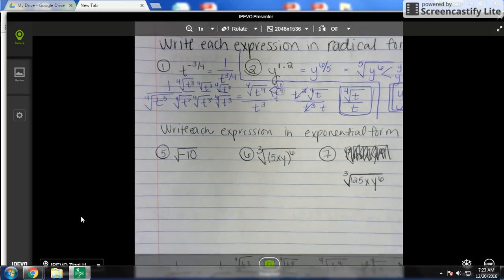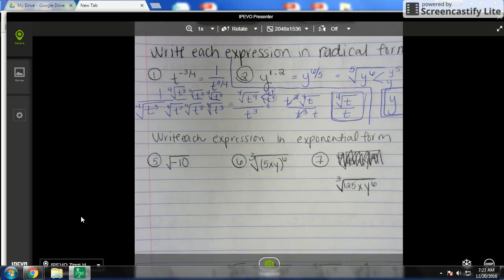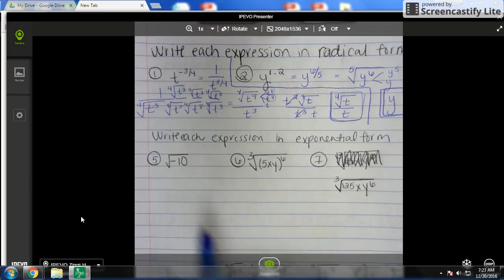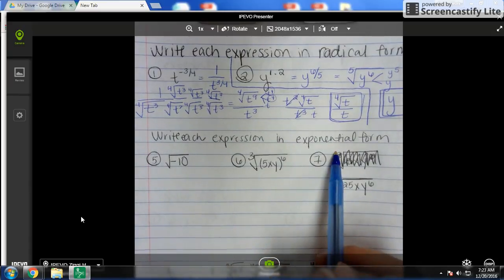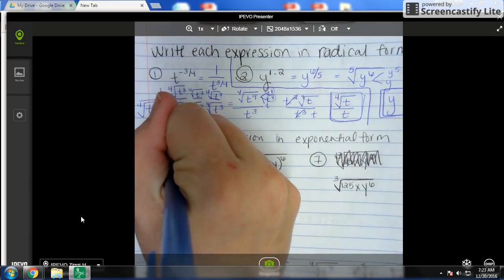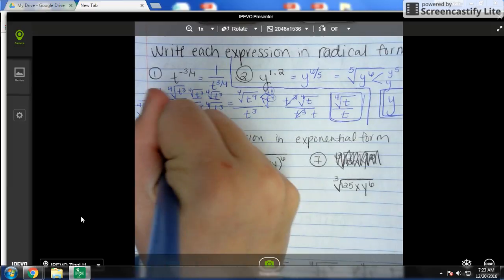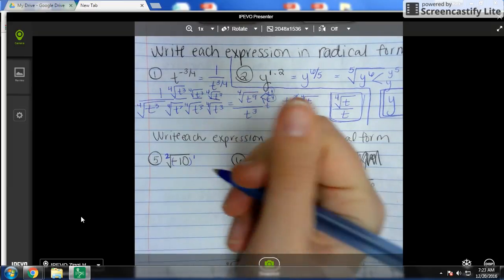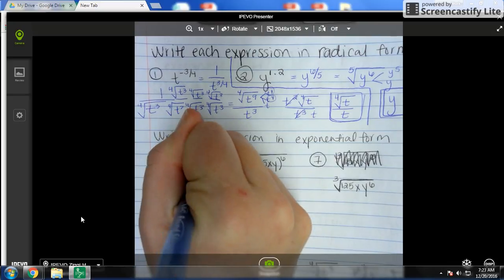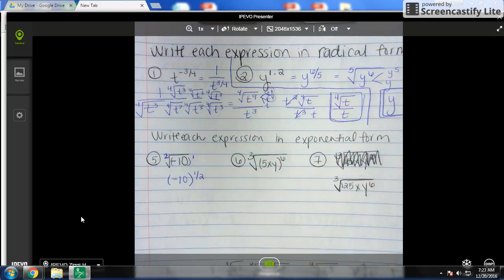Alright, now here we're going backwards. So here we have each expression in radical form, and now we want to change it to exponential form. So here this is an invisible 1, and when we have a square root, that index is 2. So this would be negative 10 to the 1/2.